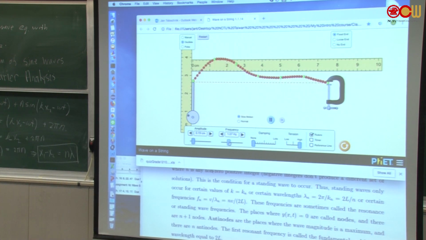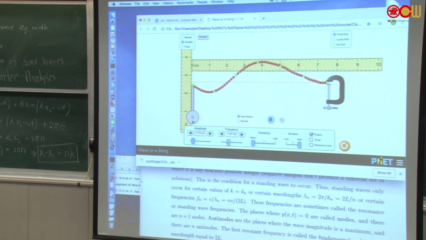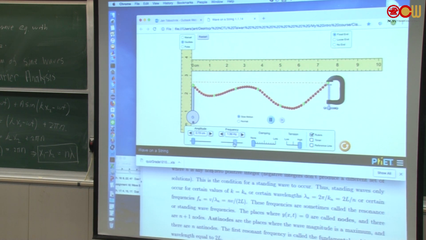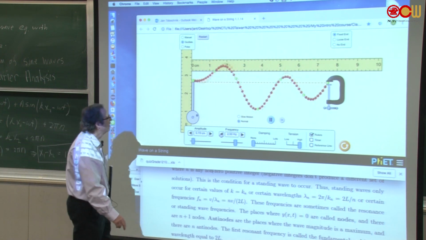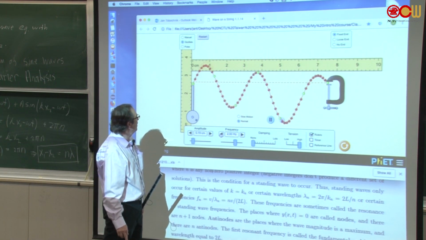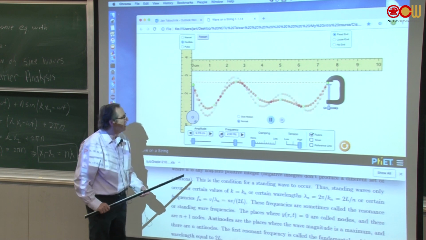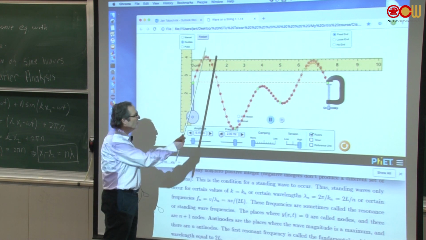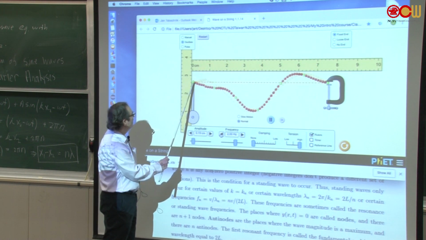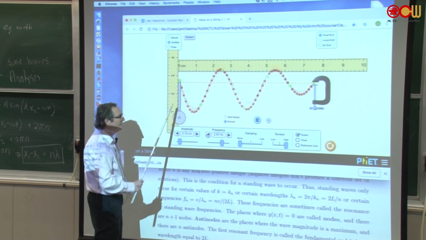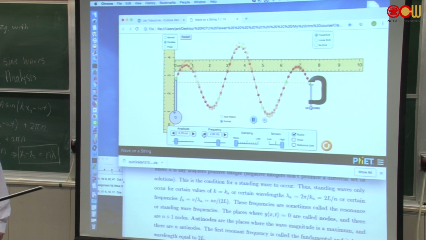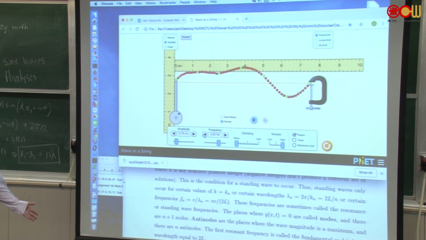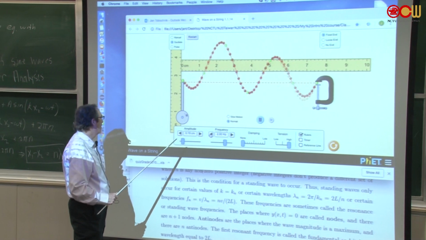I think you actually see it better when you go to higher frequencies. Let's go to, let's say, 2. See if I can get it. So that's about, not quite, but that's what it would be. So that's what you would like, that it just goes up and down. All right? But the problem is this is not fixed at this end. And there's no way I can fix it and still oscillate the string. So you have a hard time doing that.